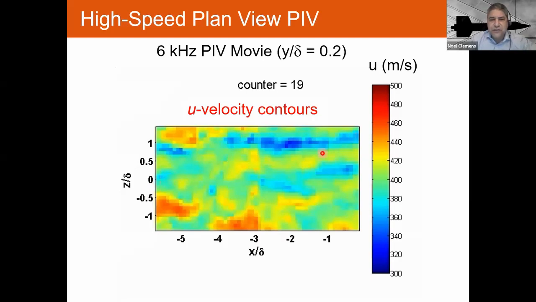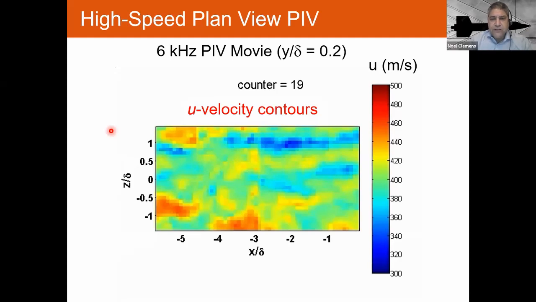You do see these streaky looking structures, but in a sense it doesn't give you that much. And it's not surprising. 6 kilohertz is just not fast enough to resolve this flow. In fact, the flow moves across almost the entire image in the interframe time, so it doesn't really look like a time-resolved movie.